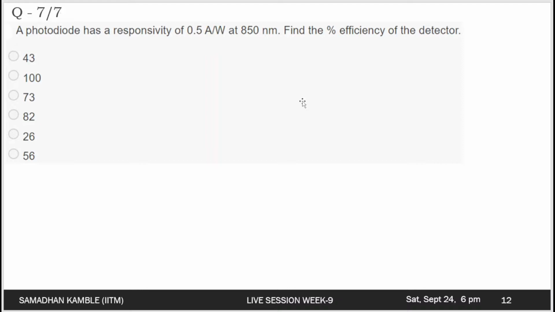Okay, so we have seen that one of the figures of merit, or performance parameters, is the responsivity of a detector, which is the ratio of the generated photocurrent, that is IPH, to the optical power incident on the detector. So the responsivity R lambda is simply the photocurrent generated over the optical power, that is P in.